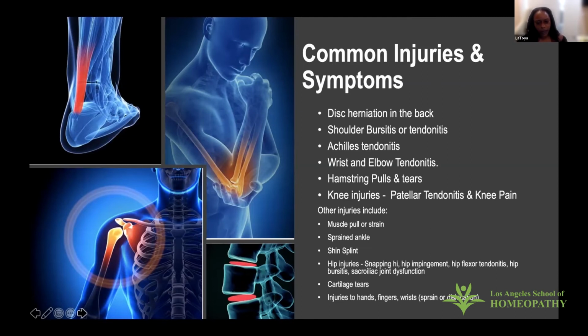So in general, some other injuries that can be common are muscle strains and sprains, ankle sprains, shin splints, hip injuries, cartilage tears, and injuries to the hands, fingers, and wrists are pretty common. Next slide.